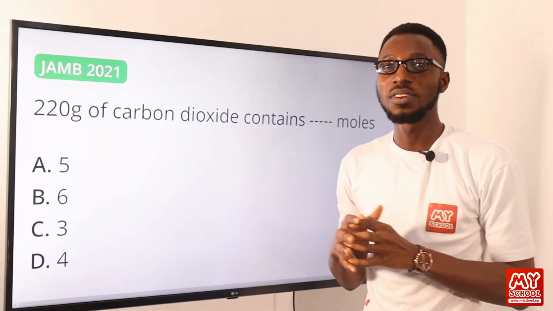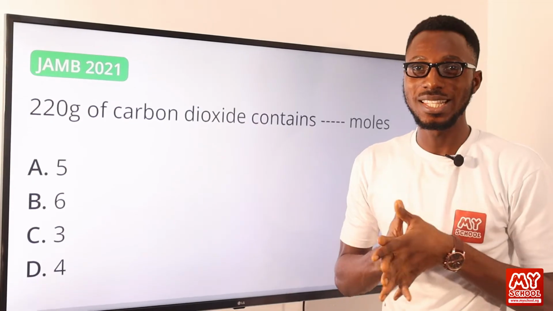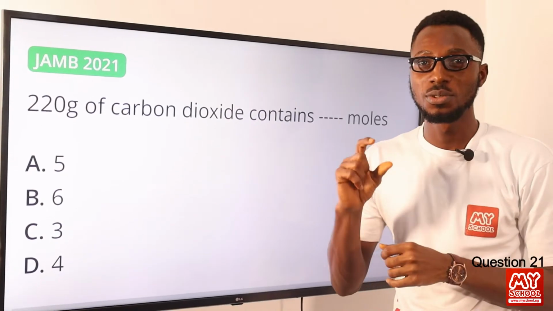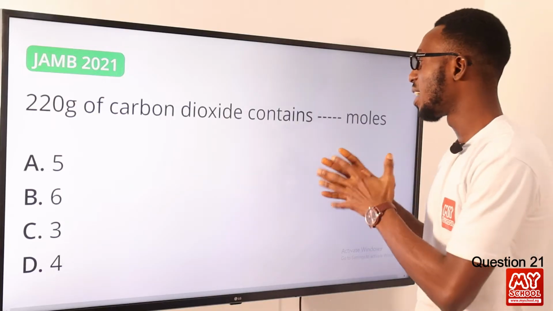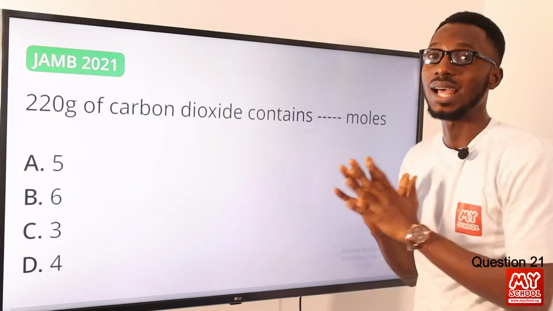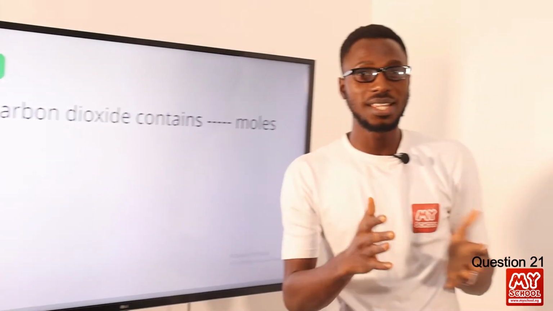For this video lesson, we'll be solving questions 21 to 40. So join me as I start with question 21. 220 grams of carbon dioxide contains dash moles. That is, how many moles are we looking at? So we can calculate this together.